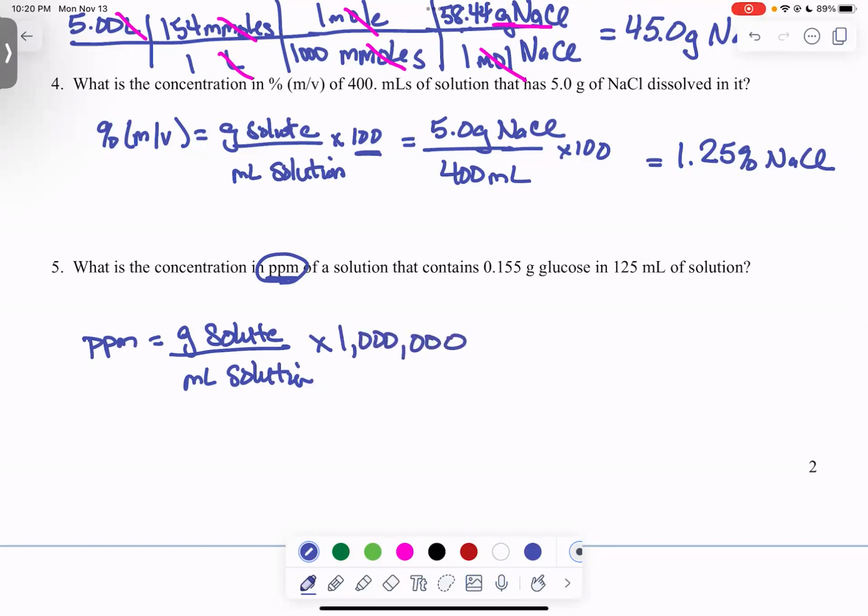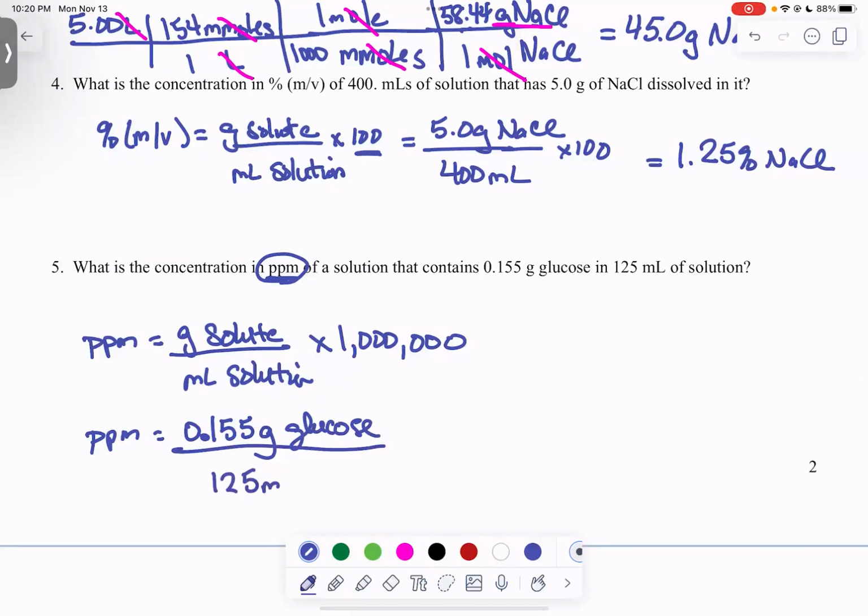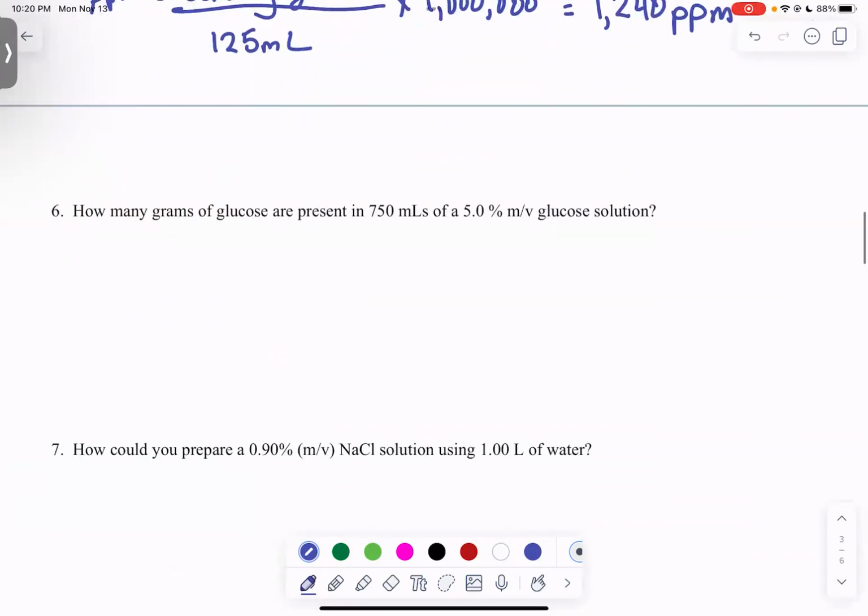Okay, so then all we do is plug it in, and we say parts per million is equal to 0.155 grams, that's our solute, right, of glucose, divided by total milliliters of solution. They told us that was 125. We're going to multiply that times 1,000,000, and we get 1,240 parts per million. So just make sure you have the units right and that you're multiplying by the right number. So 1,000,000, 1 billion, 100, whatever it may be.